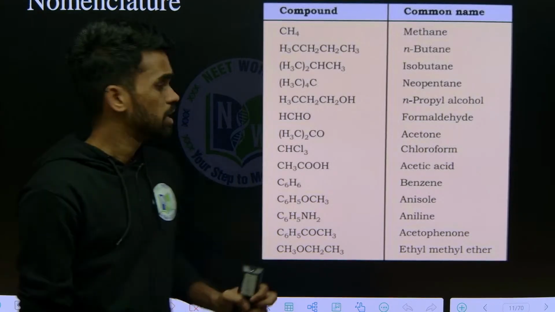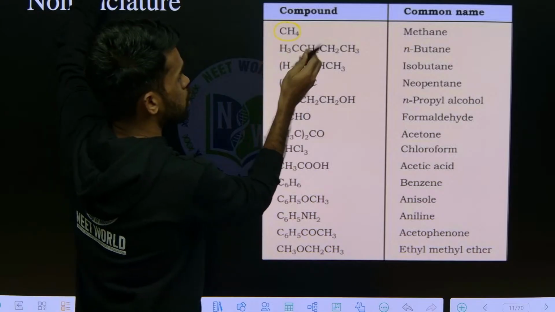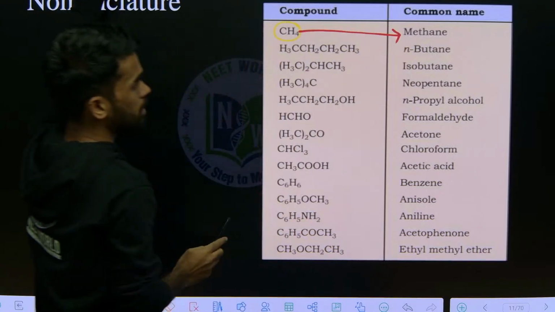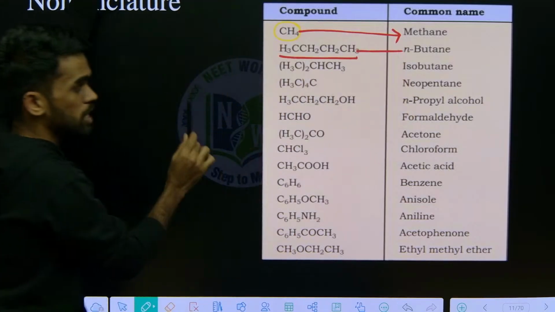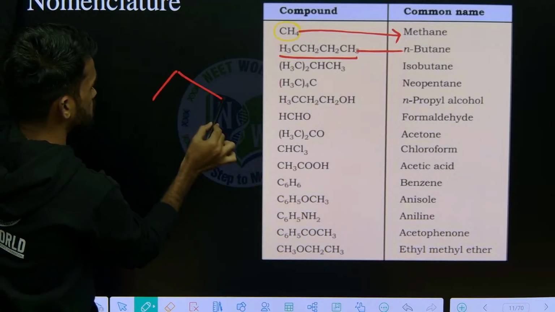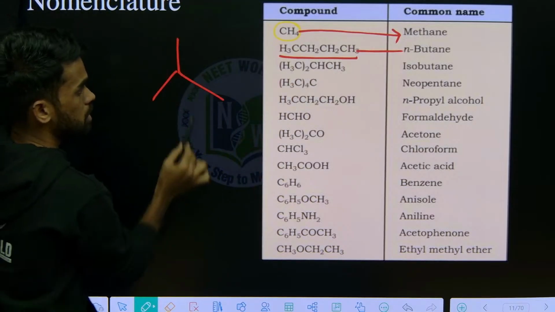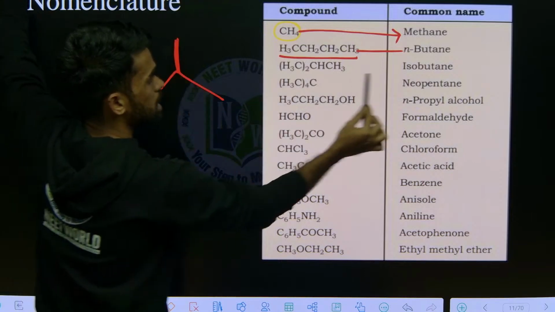Look at this, what I am saying. See, methane, what is the name of this compound? CH4 is methane. And see, there are 4 carbons in a chain, which is called the straight chain n-butane. Okay, now this compound, if you observe, has 3 carbons and 1 more carbon like this. So it's a 3 carbon straight chain with 1 branch. Now it is called isobutane.